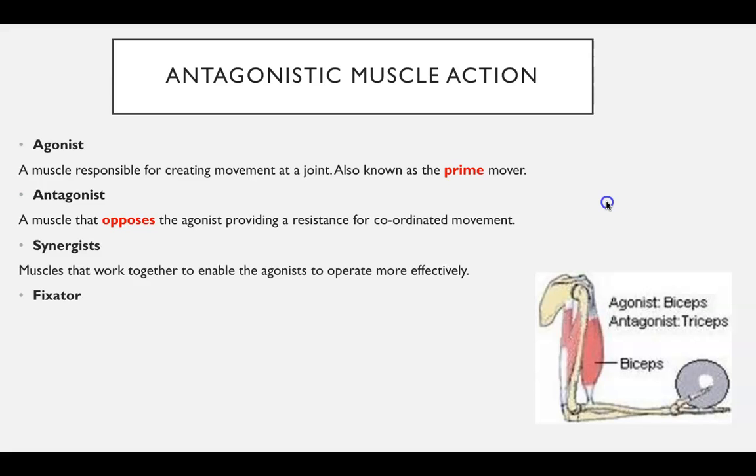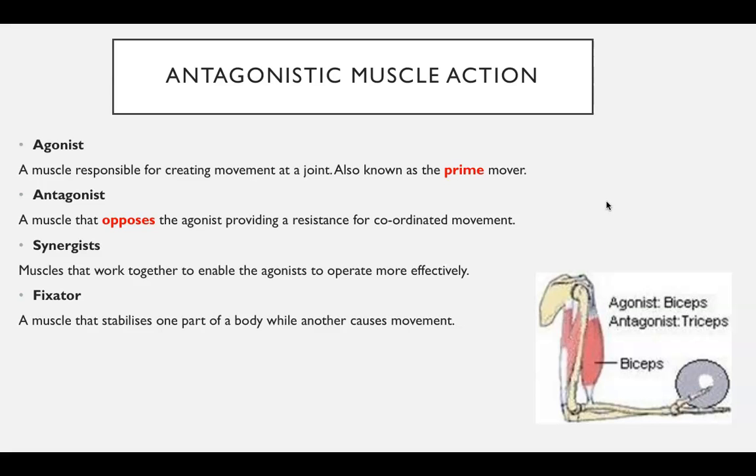So a fixator stabilizes part of the body so that the movement can occur. So for example, when we do a bicep curl, so we have elbow flexion on the upward phase, the shoulder joint has to be stable, or else it would just be all over the place and it could cause injury. So for that to become stable, our deltoid is a fixator during a biceps curl.